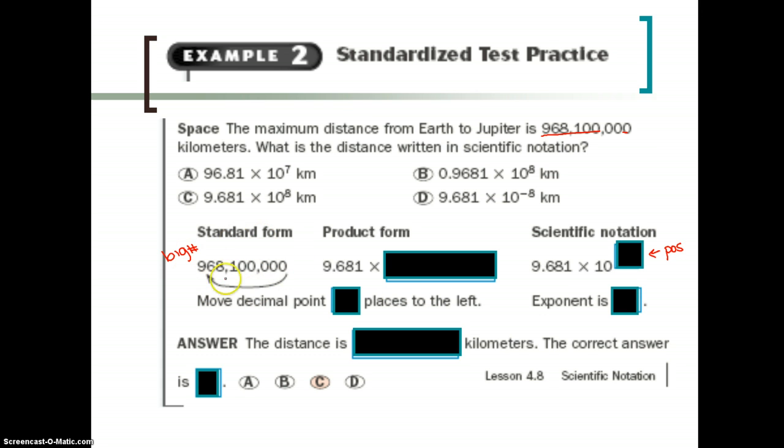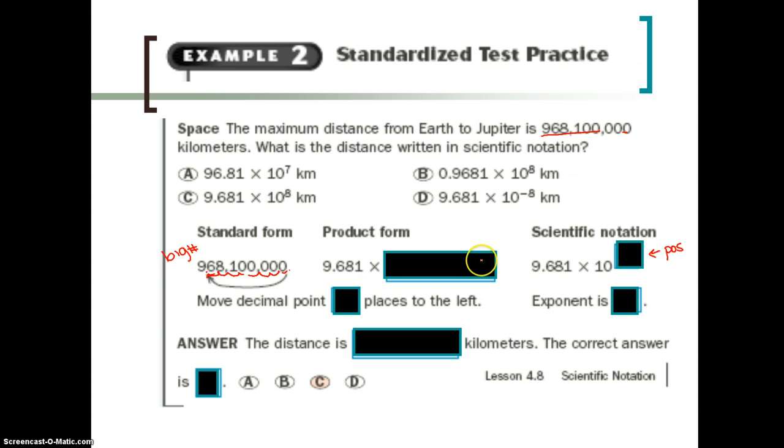There is an invisible decimal point at the very end of the number. I want to move it. You always move it to the right of the first non-zero number. Looking from left to right, the first non-zero number is 9, so I move it to the right of that. And you can see that 9.68 is less than 10. And that's 1, 2, 3, 4, 5, 6, 7, 8 spaces.